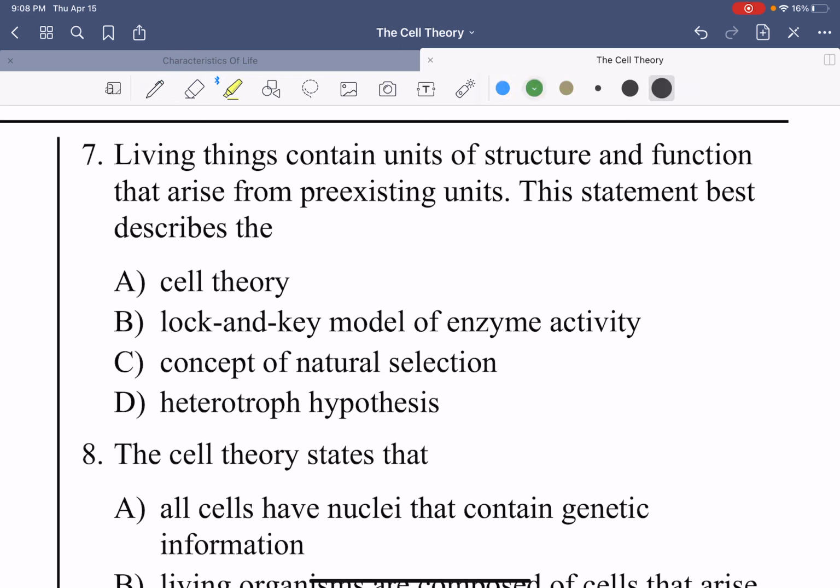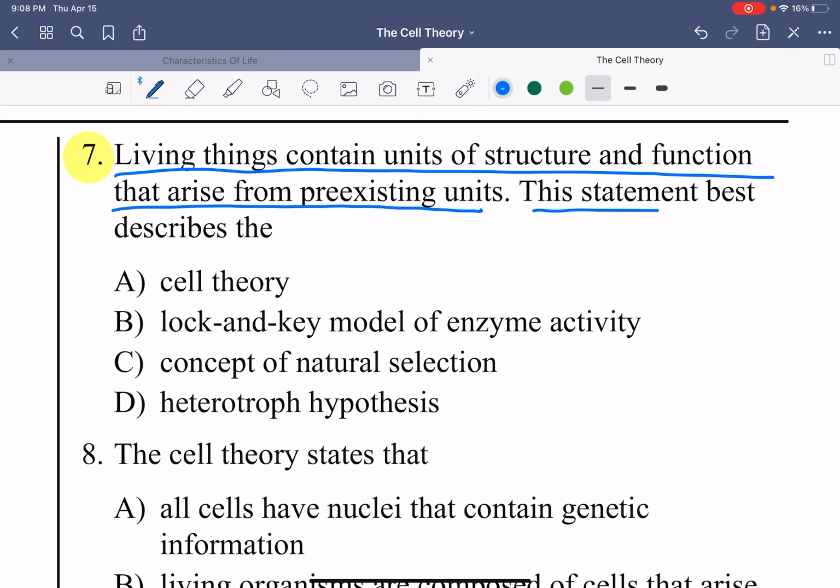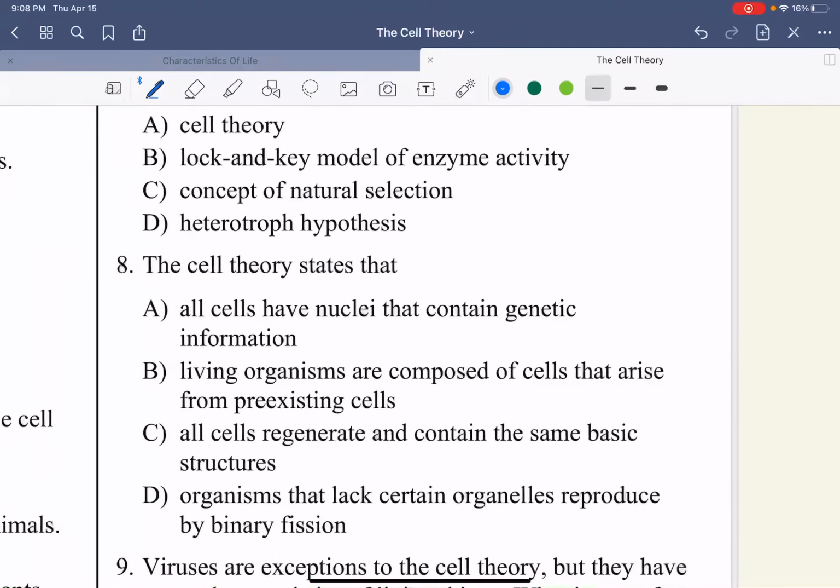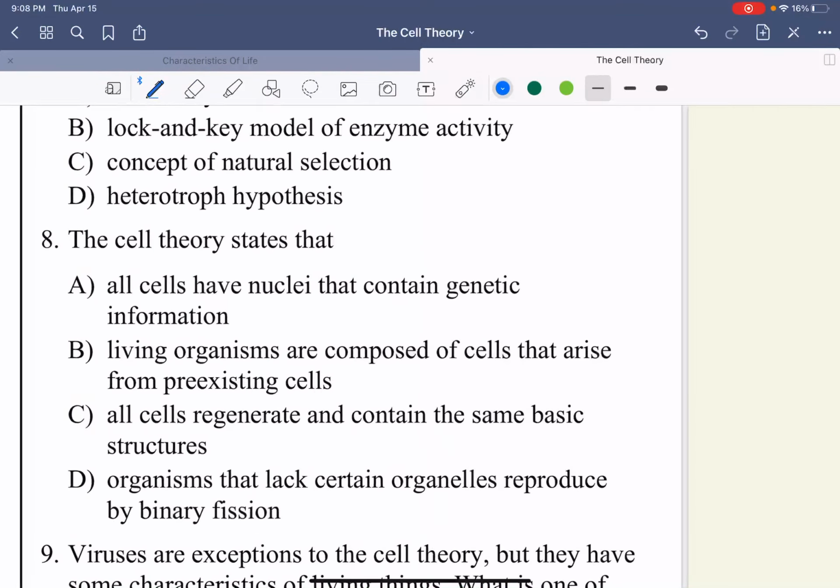All right, let's do number 7. Living things contain units of structure and function that arise from pre-existing units. This statement best describes the cell theory. Come on, guys, even you knew that was coming. Not the lock and key of an enzyme. Concepts of natural selection, no. Heterotroph, nope. This one was an easy one. I like number 7. I hope you get easy questions like that when you take the Regents.